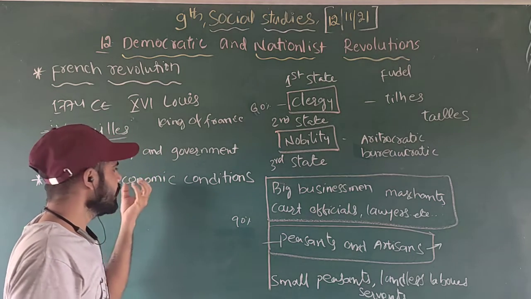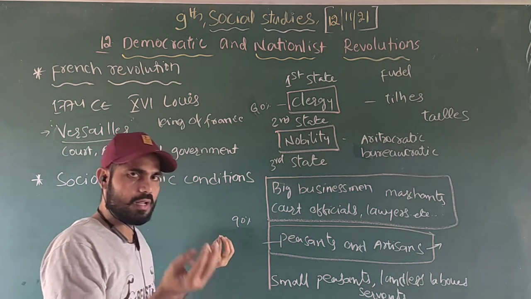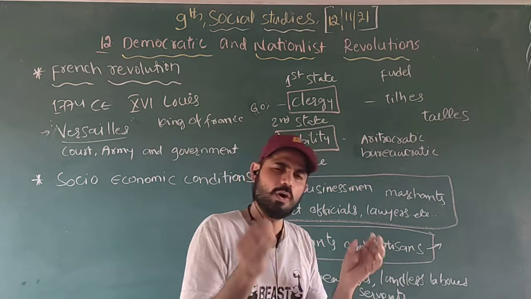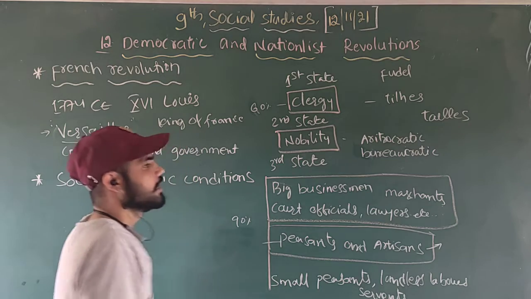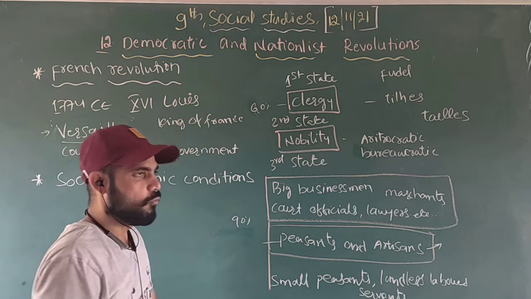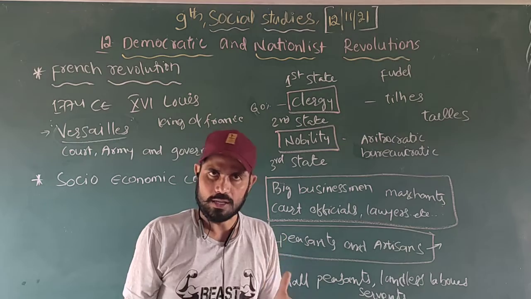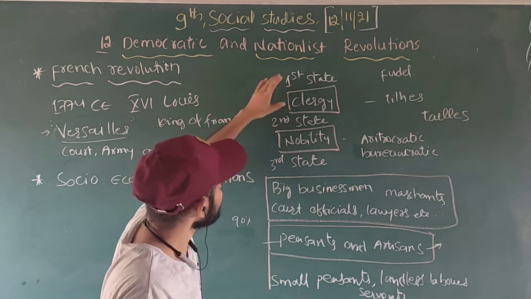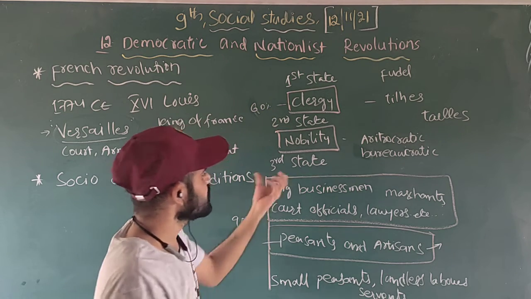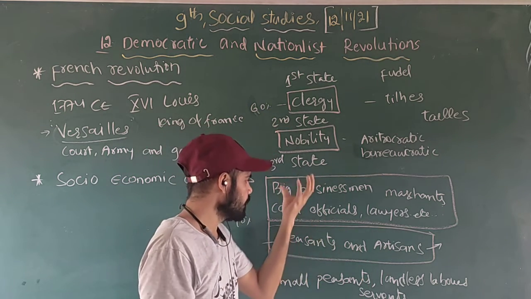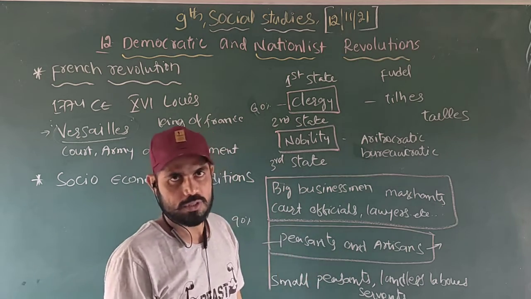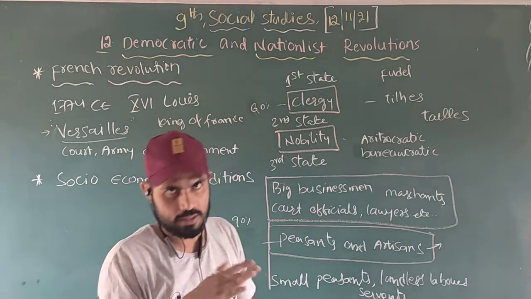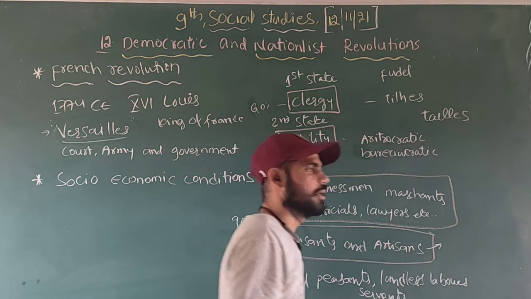When he wanted to levy the tax, the French were divided economically and sociologically into three parts: the first estate, second estate, and third estate. Sociologically, the first estate comes under the clergy, the second estate comes under the nobility, and the third estate is again divided into three parts: the rich, the middle class, and the very poor.